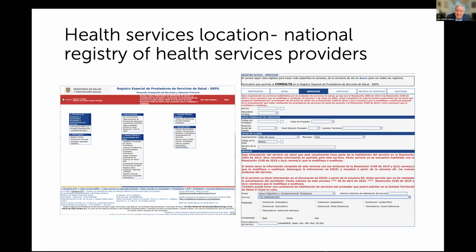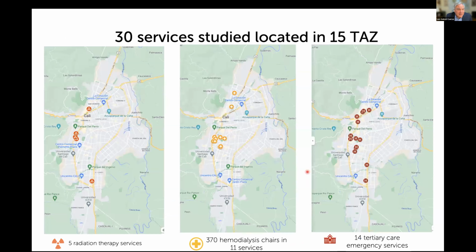And with that, we integrated it with the information of the services, which was brought from the Ministry of Health's special database. In this example, I'm looking here into hemodialysis, and it brings up the 11 services for hemodialysis in urban Cali. So we used 3 examples. Tertiary care emergency care, this is the one that matched the example at the beginning.